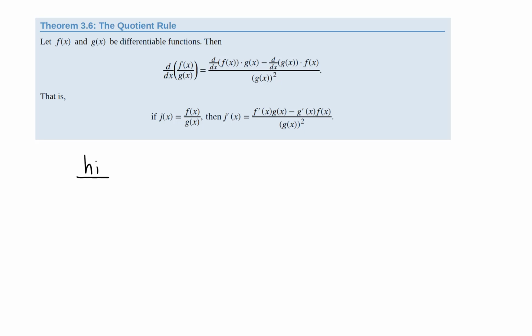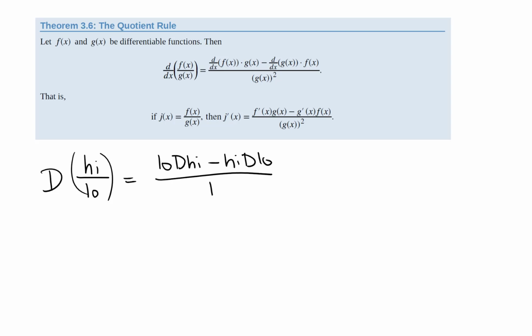Now, personally, I find this a bit much to remember, so I like to remember it in this way. If we call the numerator the high part and the denominator the low part, then when we take its derivative, we can say the derivative is low d high minus high d low over low low. And that's a lot more fun to say than either of these up here. Low d high minus high d low over low low.